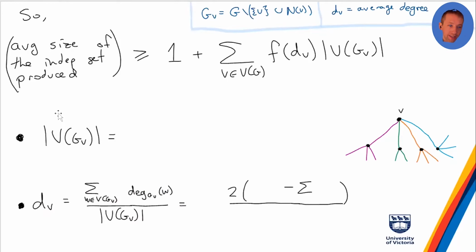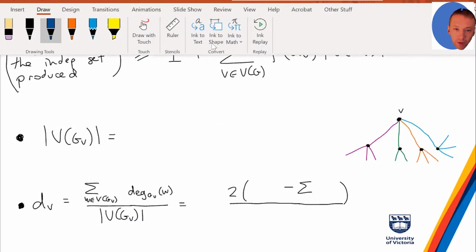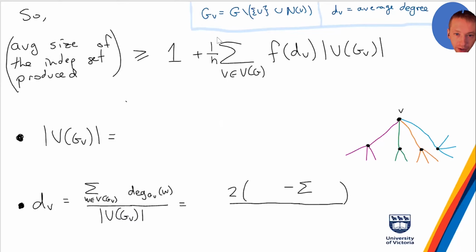So the average size I get in this algorithm on G is at least 1 plus the sum over all v in V(G) of f of d(v). And I forgot a 1 over n here. There should be a 1 over n. Okay, so what are these numbers here?